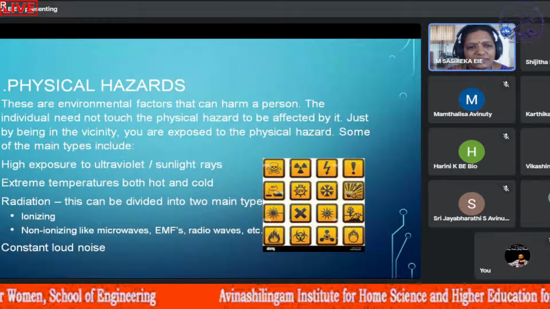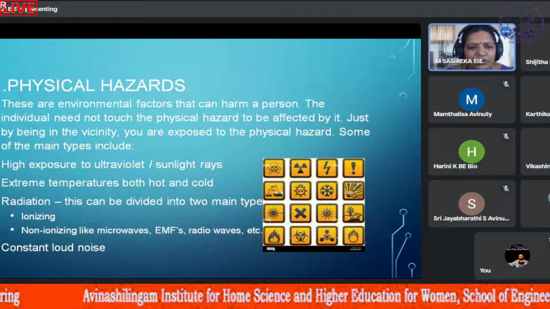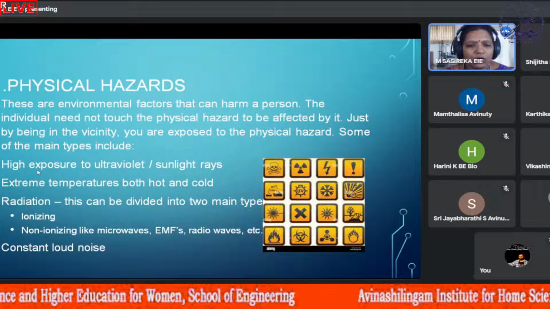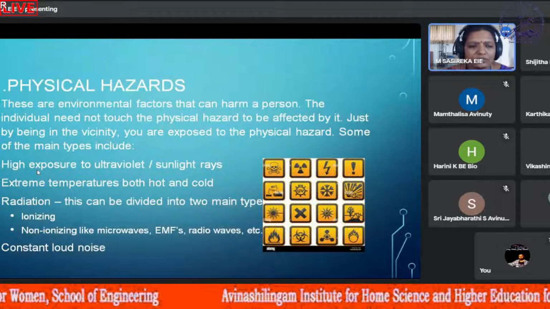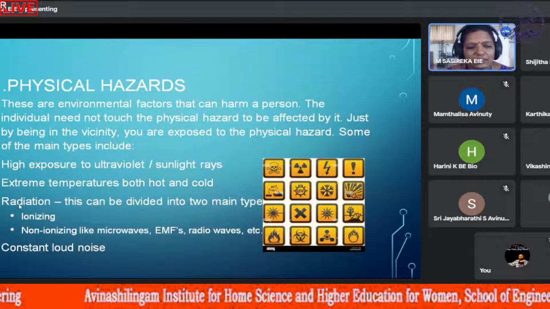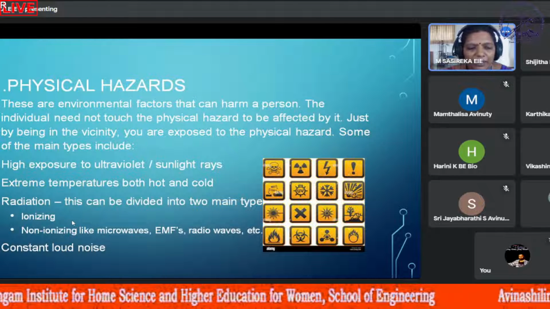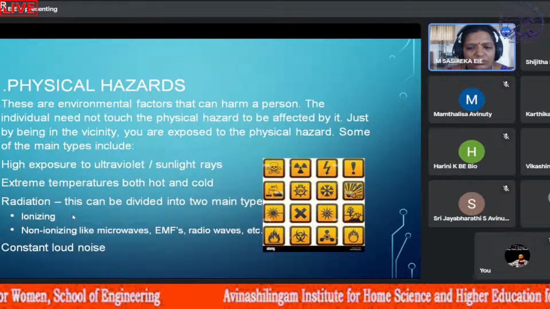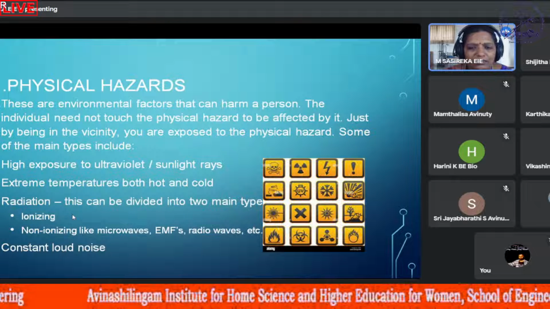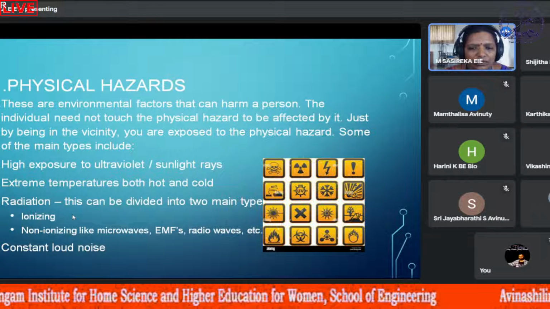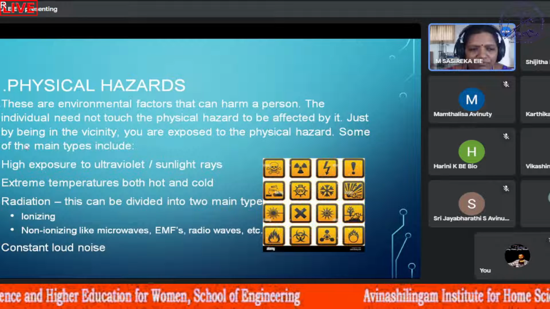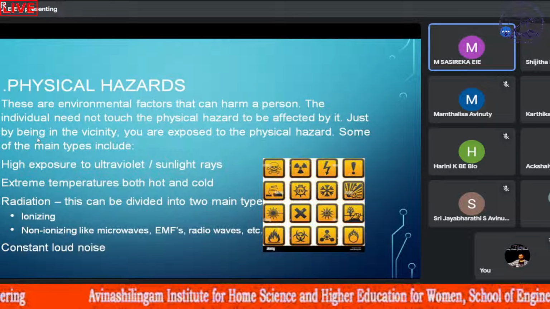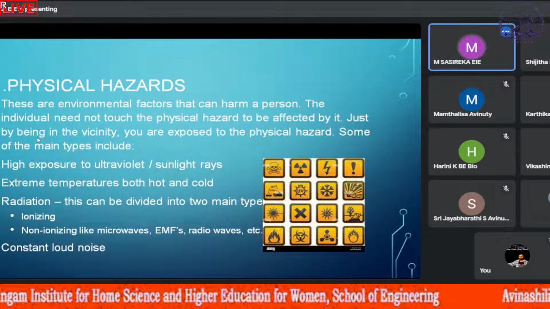First one is the physical hazards. These are continuous exposure to ultraviolet or sun rays, or extreme cold or hot environments, and whether you are exposed to radiation, ionizing or non-ionizing, or to loud noise. With physical factors, you will not come in direct contact with these things, but you will be exposed to them. For example, sunlight: farmers, construction workers, and those laying roads will be exposed to extreme sunlight.